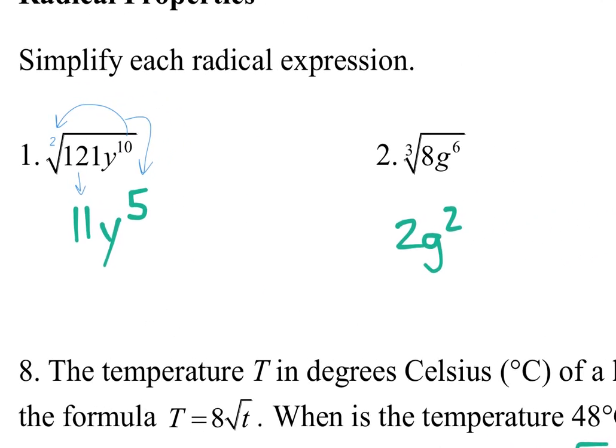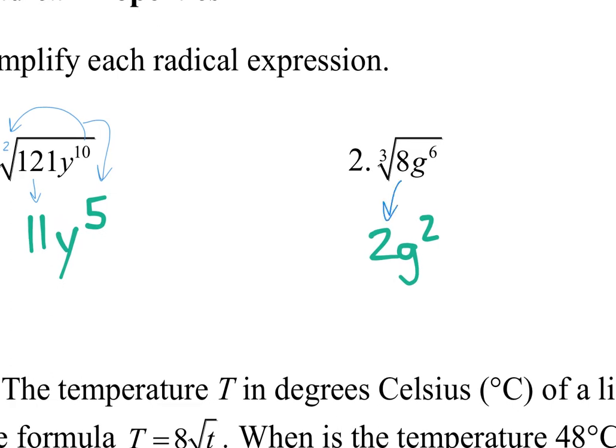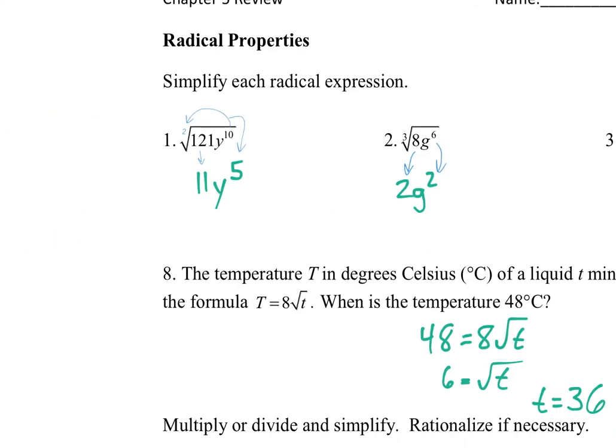Similarly for number 2, the cube root of 8 is 2. This time our index is the 3 for the cube root, so g to the 6th power underneath the cube root would be g squared.